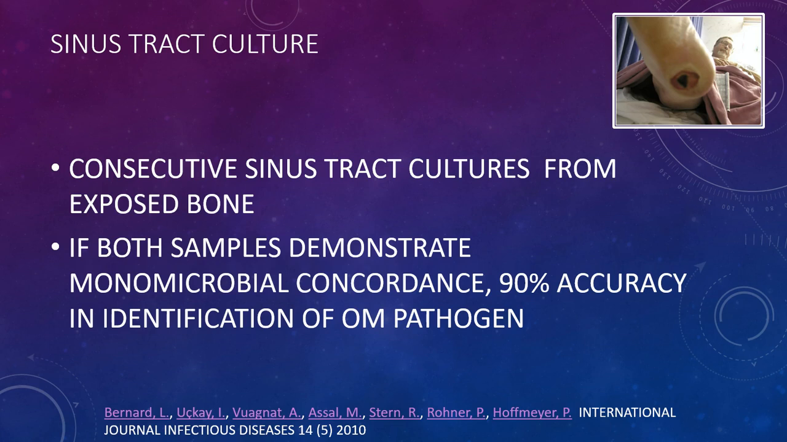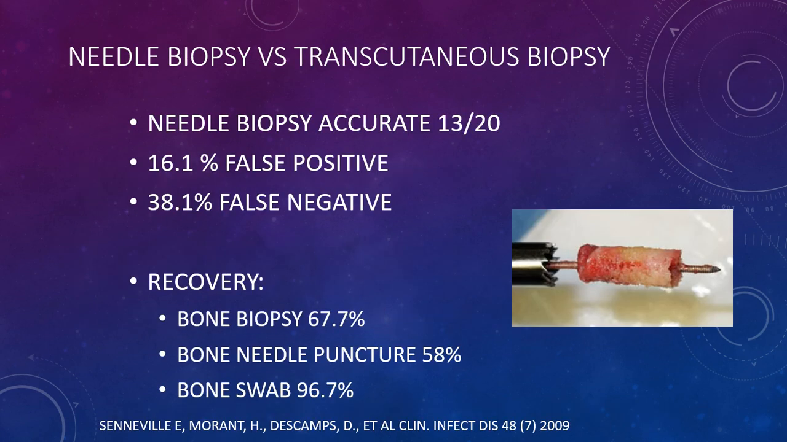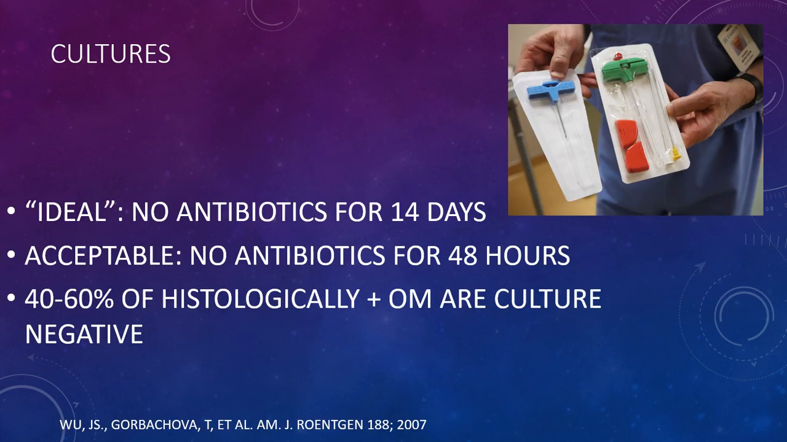These same authors reported a similar follow-up study, and again showed that monomicrobial concordance of these wound cultures, even though they were taken through the wound, was reliable for determining appropriate treatment. Bone cultures in these patients with Charcot's joint disease can be obtained by needle puncture, by bone swab, and by bone biopsy, and the needle biopsy was noted to be accurate in 13 out of 20 patients, with a 16% false positive rate and 38% false negative rate.